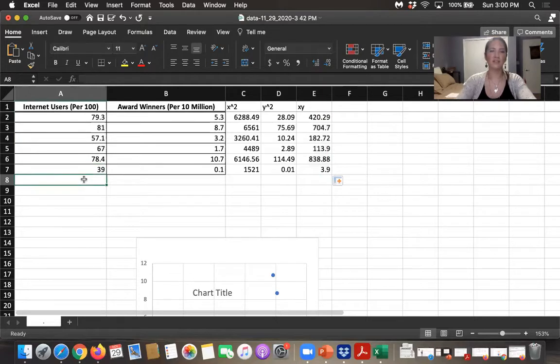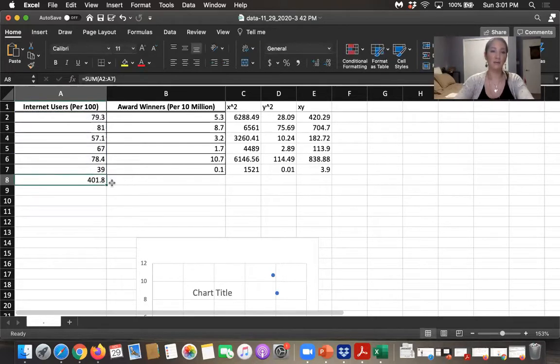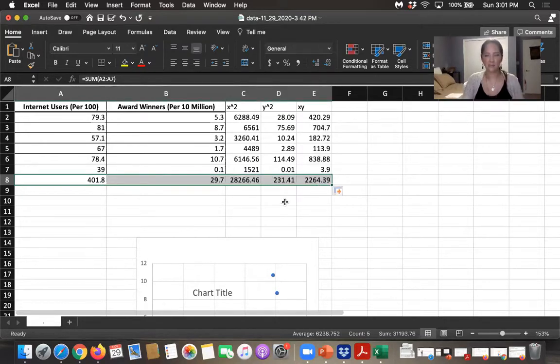And then for each of these, I want the sum of the values in that column. So I'll take the sum of the values here, and then I want to drag and drop to the right so that I get the sum of the values in all 5 of these columns. Okay, so the sum of the X's is supposed to be 401.8, and that's what I have on my paper. That's good. The sum of the Y's is 29.7, great.